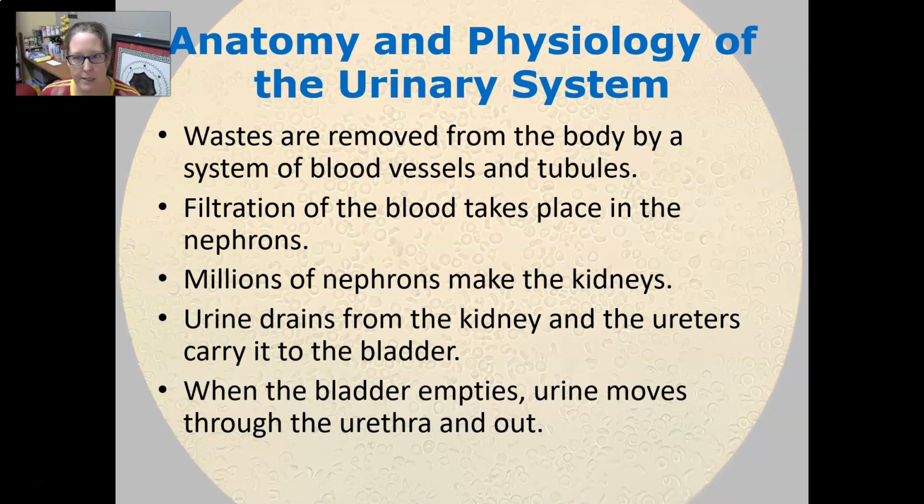Waste is removed from the body by a system of blood vessels and tubules within the kidneys. The system of blood vessels and the tubules is where urine, or the filtrate of blood that will become urine, flows through. The filtration itself of the blood takes place in the nephron, specifically in the glomerulus. Each kidney has millions of nephrons. The urine drains from the kidney once it is produced, and then the ureters drain the kidneys down to the bladder. The bladder will collect the urine, and once it's full and the bladder empties, the urine will move out through the urethra.